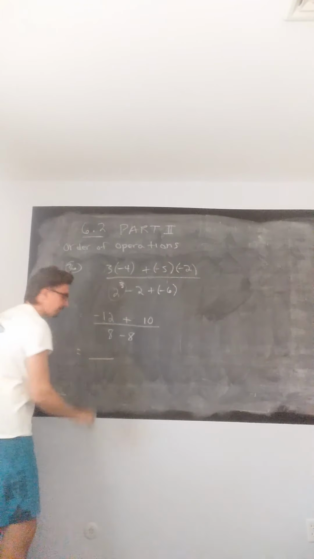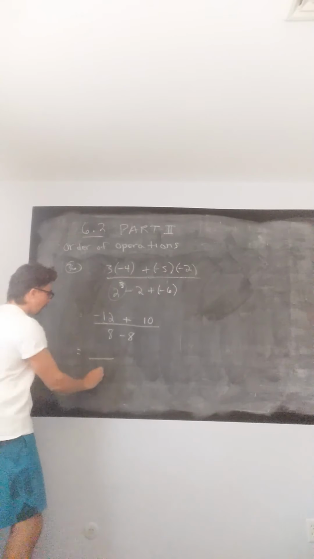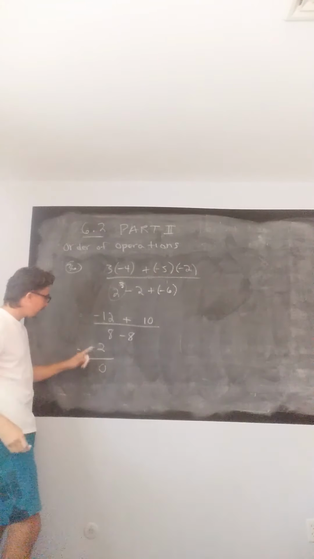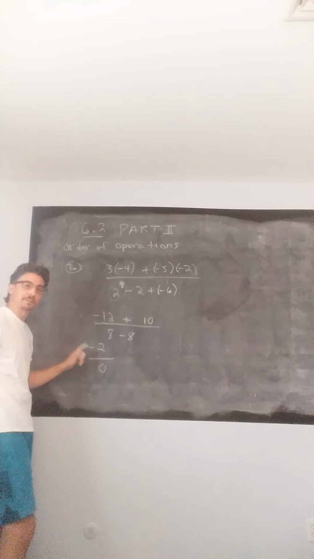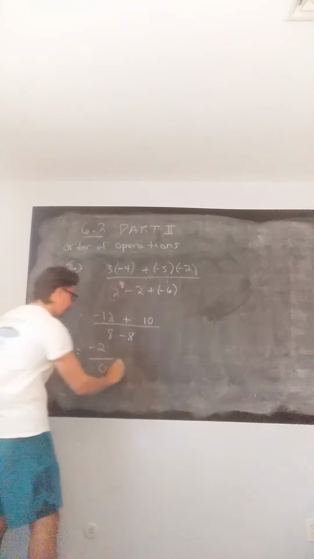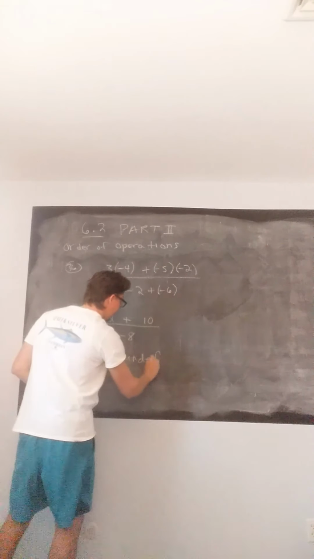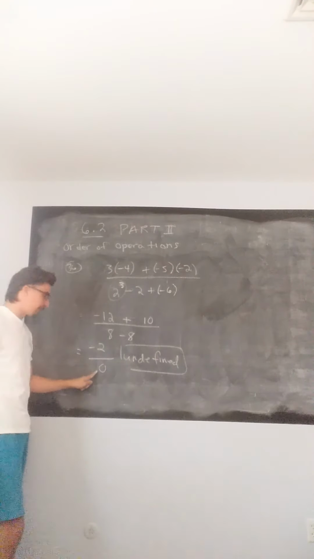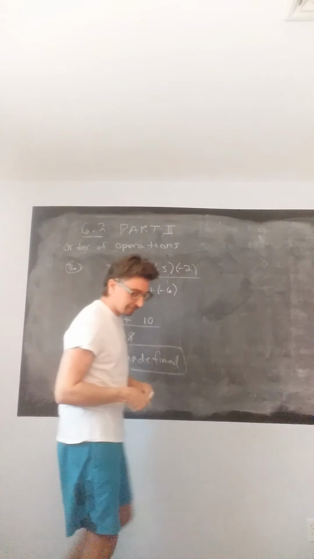So you may see this already. The bottom is 0. The top is -2. -2 divided by 0. Please don't tell me -2. You should be telling me that this is undefined. Once again, you have the situation where you're dividing by 0. You can't do that, so the answer is undefined.